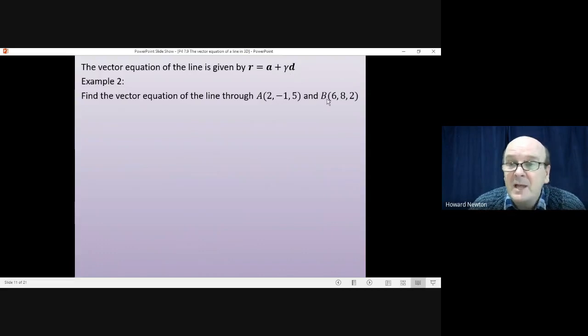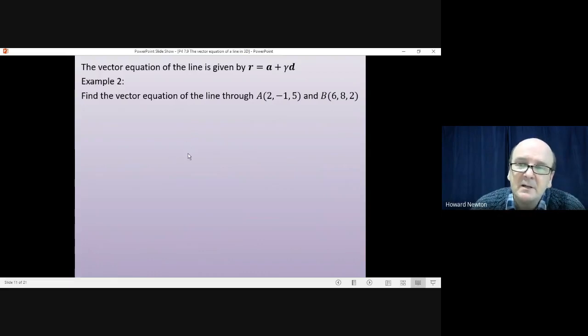A and B both lie on the line, so the vector AB must go in the direction of the line. And that's the easiest way to find the direction vector for this type of question. Find the vector that goes from A to B. Okay, bearing that in mind, have a go at finishing this question off. Pause the video, come back to me when you're ready.